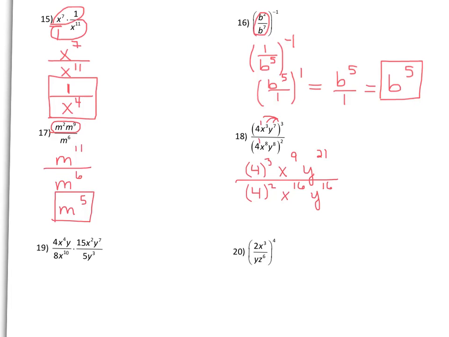Now you're welcome to simplify 4 to the 3rd over 4 to the 2nd, but they have the same base, so I'm going to just use our exponent rules. I'm going to think about this as 3 separate problems with the wall. And when I see 4 cubed over 4 squared, I see that top wins, leaving me with 4. X to the 9th over x to the 16th, bottom wins, leaving me with x to the 7th. And y to the 21st over y to the 16th, top wins, leaving us with y to the 5th.